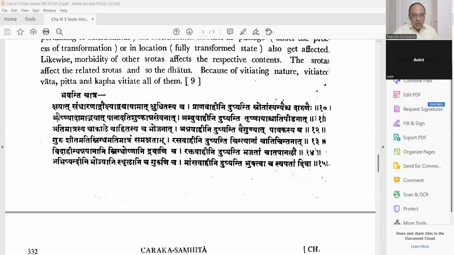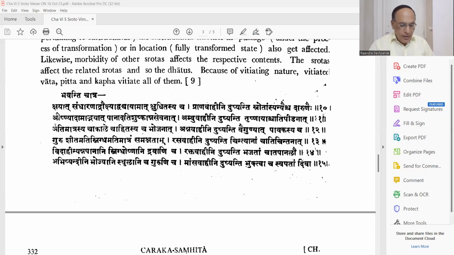Now we are talking about Annavahasrotas. Please write down the title: Annavahasrotas, Dushti Hetu. Annavahasrotas, Dushti Hetu. We will first see here.